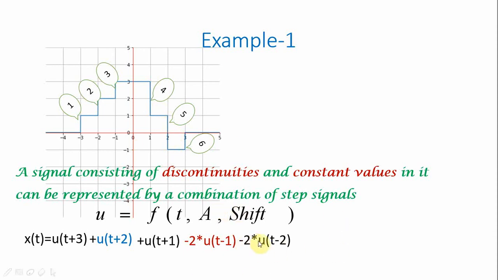So that is minus 2 into u of t minus 2. Now the sum of all these step signals is minus 1 after t is equal to 2. So that continues, but we want it to become 0 at t is equal to 3 to generate this signal. So add a step signal here, which cancels this magnitude minus 1. That is, we must add a unit step signal at t is equal to 3. That is u of t minus 3.